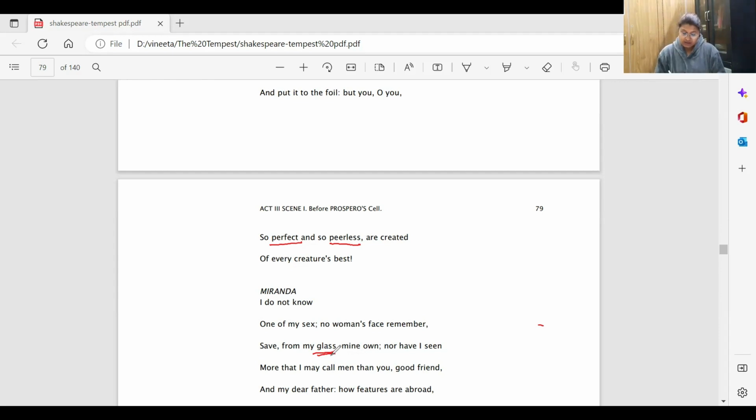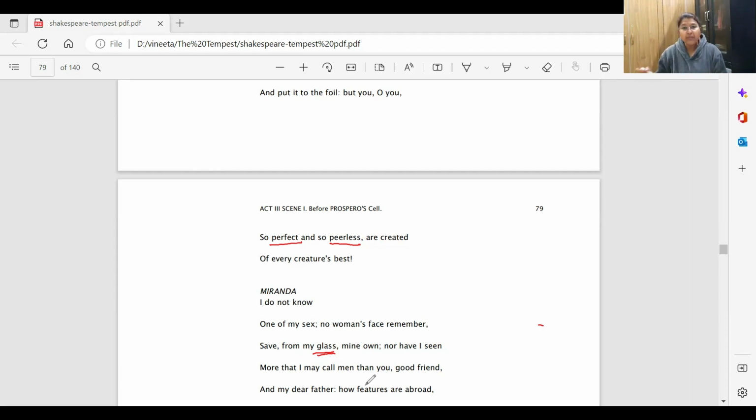Nor have I seen more that I may call men than you, good friend, and my dear father. So Miranda is confessing here that she doesn't know any man or any woman in this world, right? As a man, she has seen only her father. And after her father, she has seen Ferdinand.